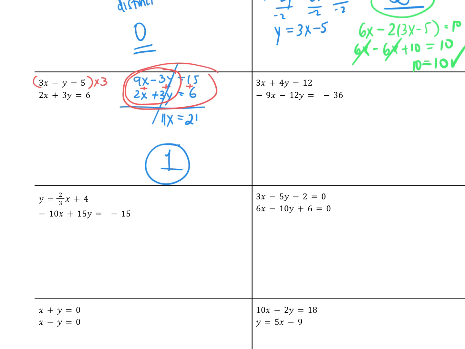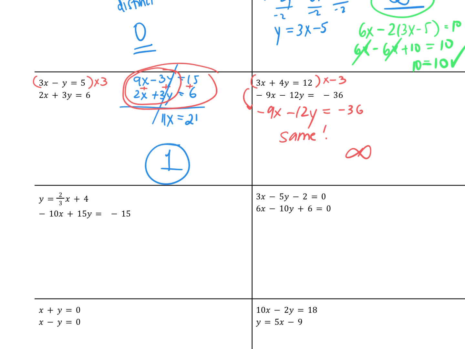In the next one, if I multiply this first line by -3, it will give me -9x, -12y equals -36. They are the exact same. Copy paste. I was able to multiply one line by a number and I get the second one. And because they're the same, infinite number of solutions.